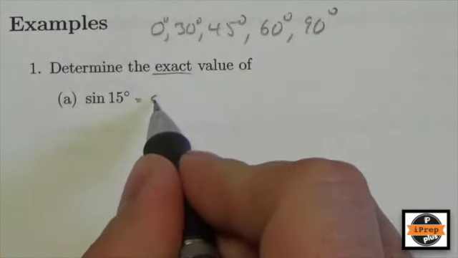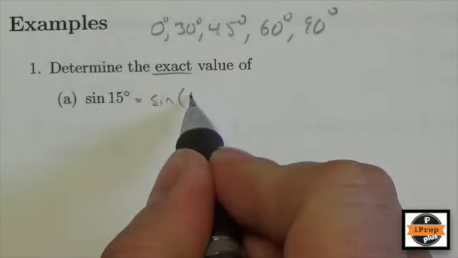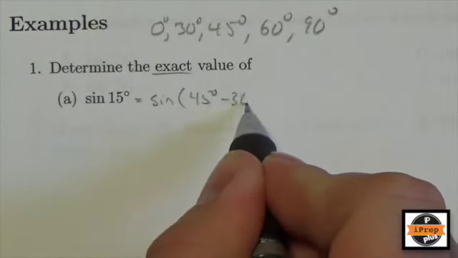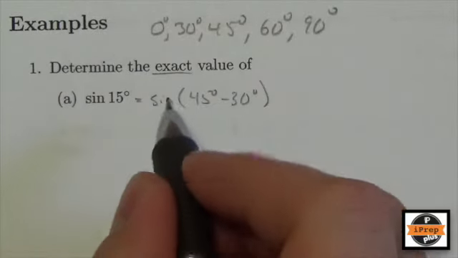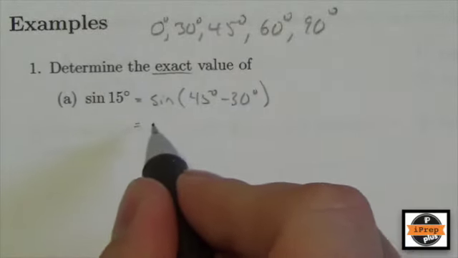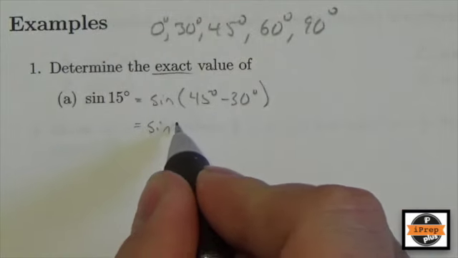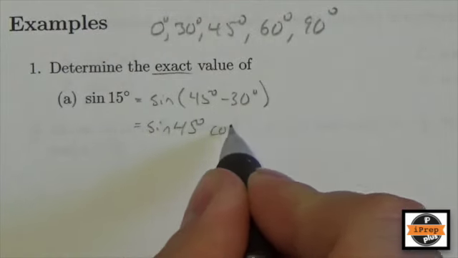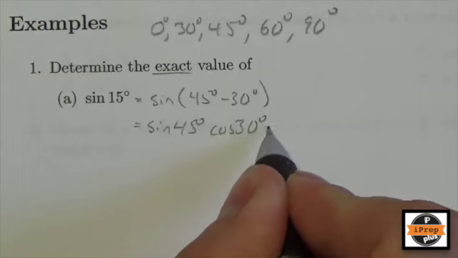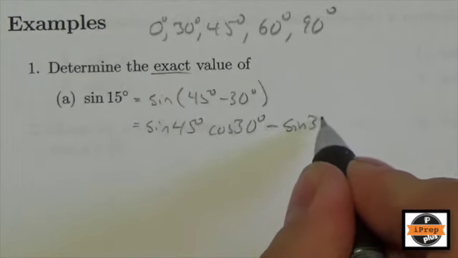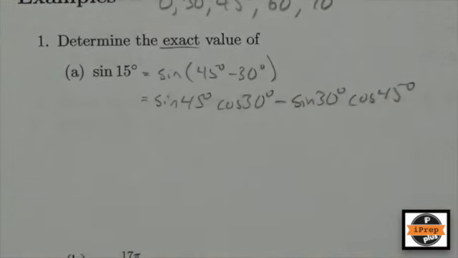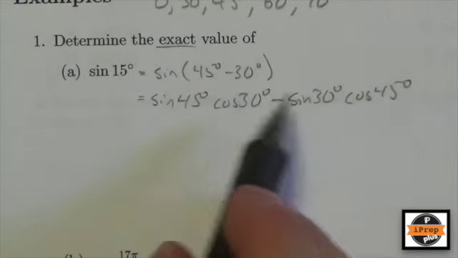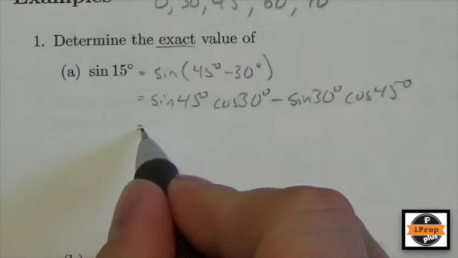And the way we're going to do that is to write that as 45 degrees minus 30 degrees. It's the exact same thing, sine of 15, sine of 15. But I can rewrite this now as the sine of 45 degrees multiplied by the cosine of 30 degrees minus the sine of 30 degrees multiplied by the cosine of 45 degrees. Okay? That's what the difference identity is for sine.